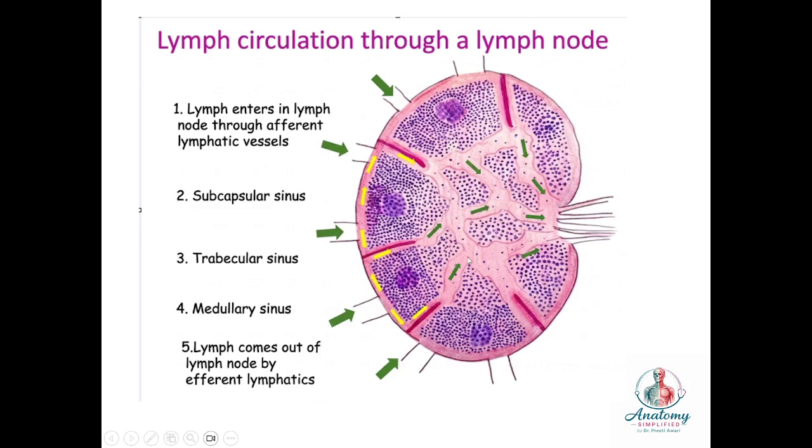You can see many spaces present in the medulla, they are connected to each other. These are all medullary sinuses. Finally, the lymph comes out of the lymph node through efferent lymphatics at the hilum. So this is how the lymph is circulated through a lymph node. The lymph is carrying lymphocytes. Lymph is also carrying microbes, foreign bodies and harmful chemical substances, everything into the lymph node for filtration.